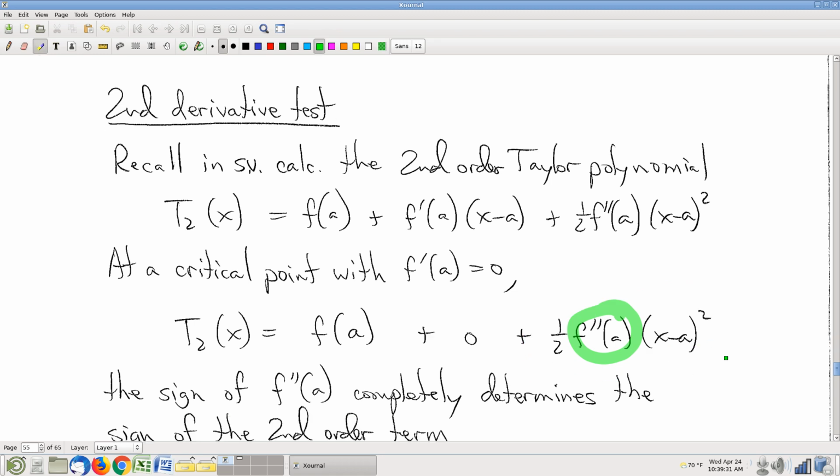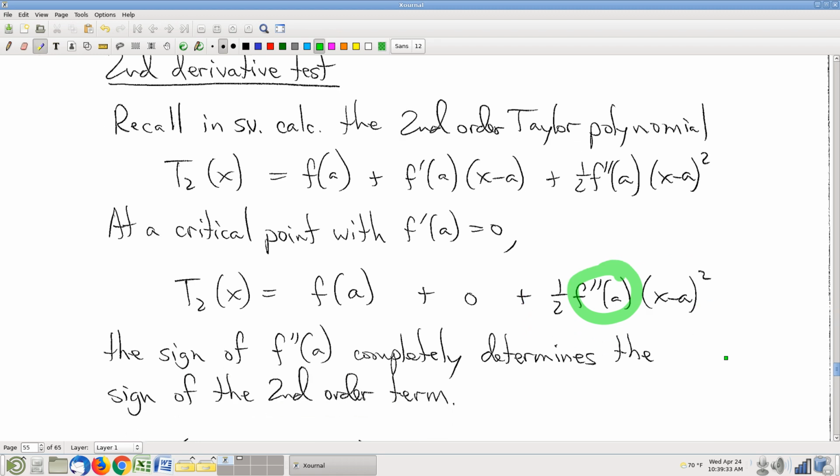If that second derivative is positive, that means you're looking at something that is roughly an upward pointing parabola. And that means it's a local minimum. Right? If that second derivative is negative, that means you have a downward facing parabola. Locally, again, the dominant term describing the behavior of the function. Downward pointing, and that means you should expect to have a maximum.